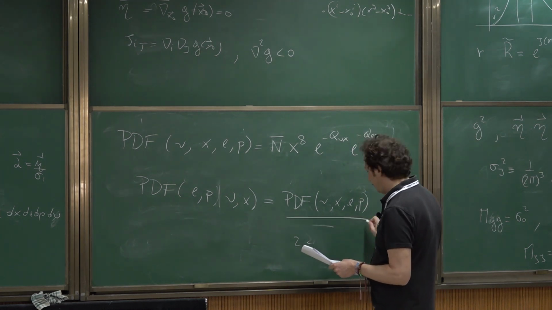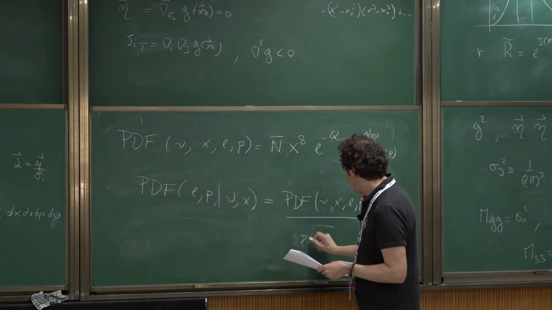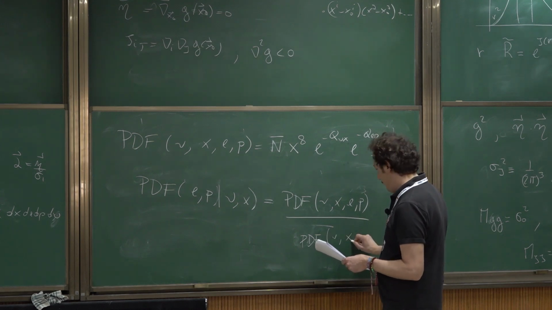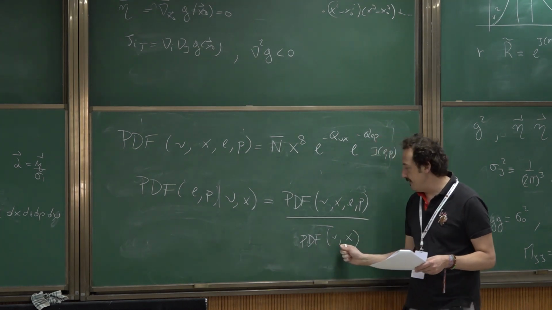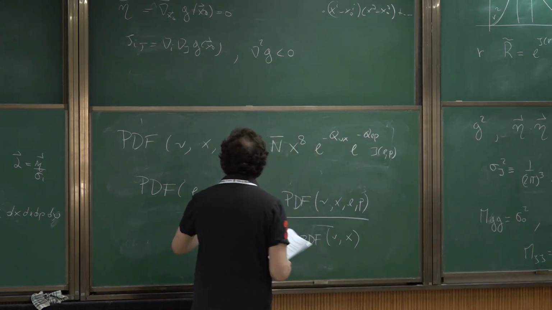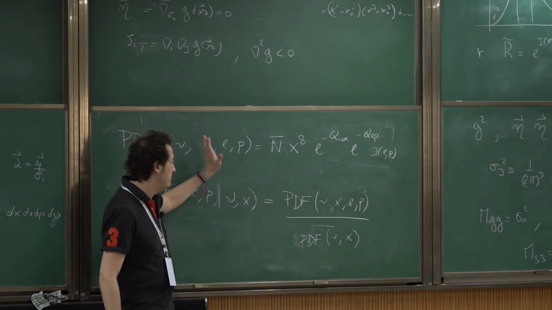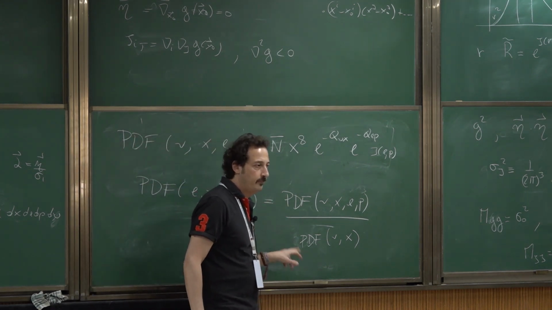Divided by the PDF of nu and x. What does it mean, the PDF of nu and x? It means the probability distribution, this one, integrated in e and p. So I marginalize over e and p. This is Bayes' theorem. Okay, so that's the conditional probability.